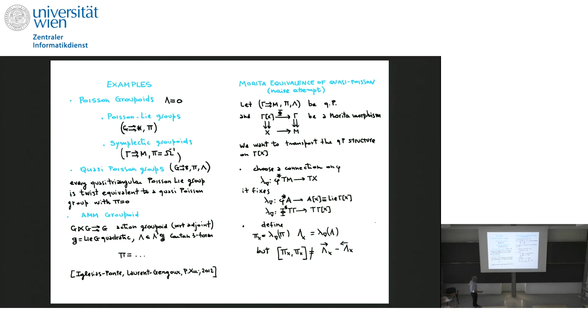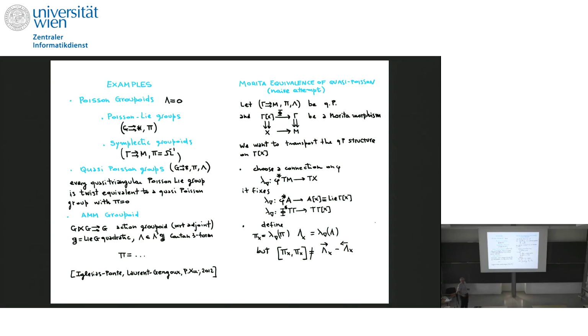And this is not just an example of this quasi-Poisson structure, it's also an example which is non-degenerate. I don't have time to discuss it, but it's interesting because there is also a quasi-symplectic structure on this same groupoid, which is the inverse of this AMM groupoid in the right sense, up to homotopy. So in any case, this is a very interesting example of this structure.